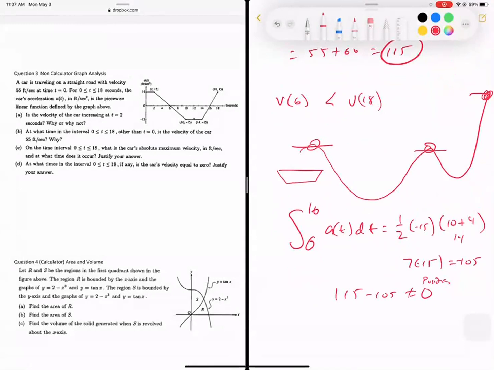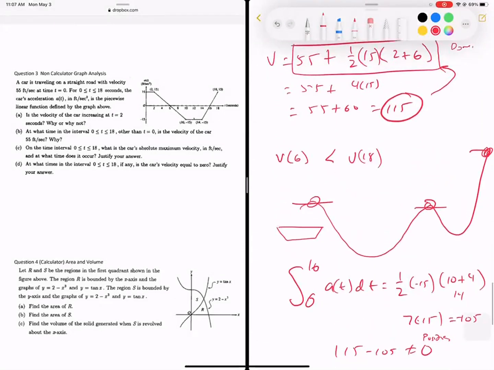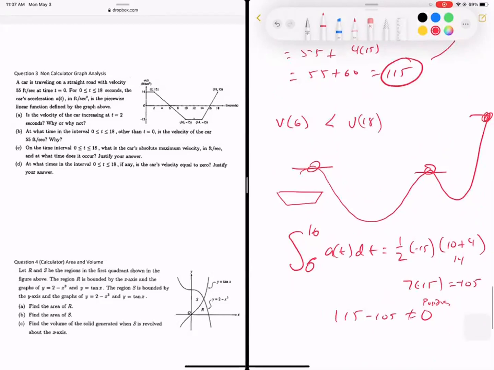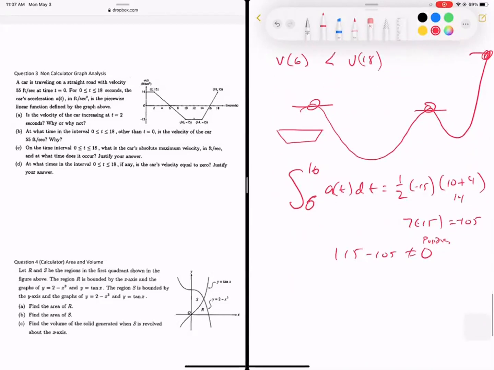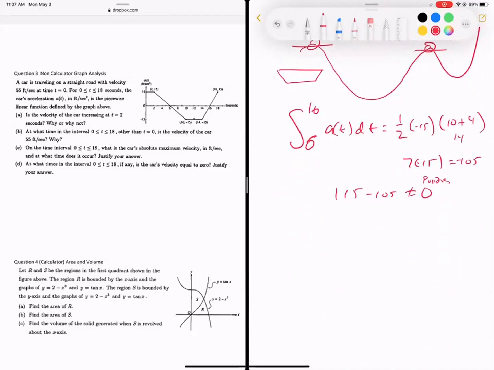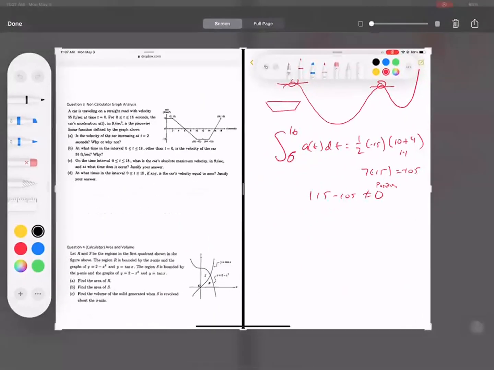I'm a bit confused. Why did we need to do all of this, and why is it 0 to 16? Okay, so it's 6 to 16. It's 6 to 16. Oh. Okay, so there's actually two. You could have done it two ways. Okay, let me illustrate the two ways real quick. And both of them are perfectly fine.